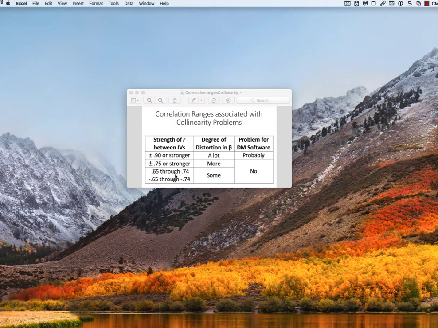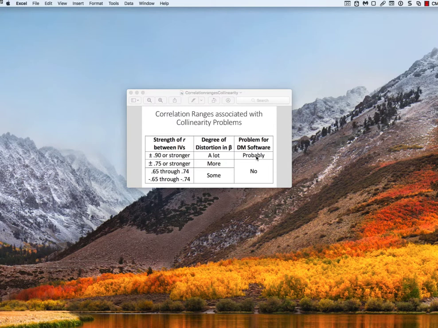So here, if we have correlations, positive or negative, in these ranges, you'll get a bit of distortion in your beta coefficients. And as you get stronger, plus or minus 0.75, you get more distortion. And if you get plus or minus 0.9, you get a lot of distortion in the beta coefficients.